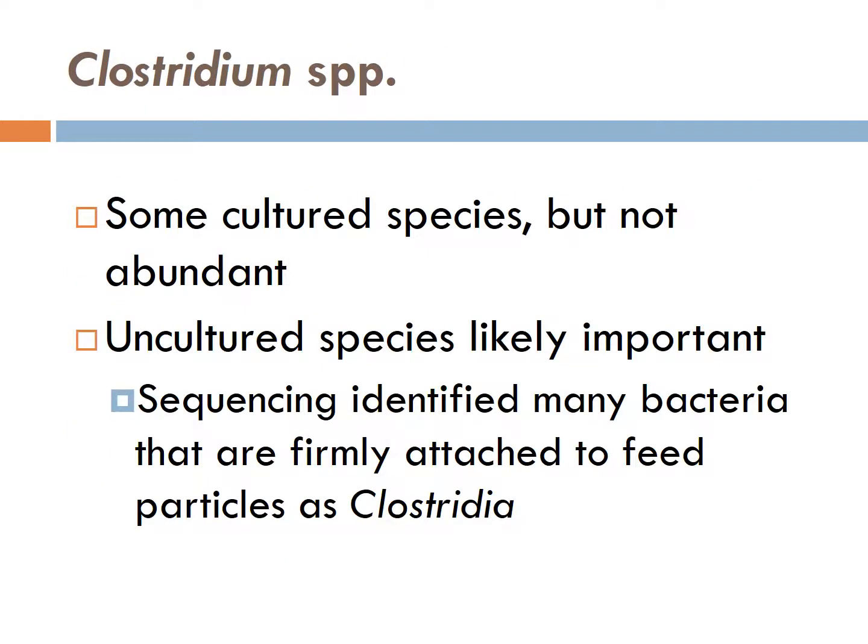The Clostridium species include some cultured species, but these are not very abundant. Uncultured Clostridia are likely important. Sequencing has identified many bacteria that are firmly attached to feed particles as Clostridia. We've inferred from their attachment that they degrade cellulose or some other component of the cell wall.